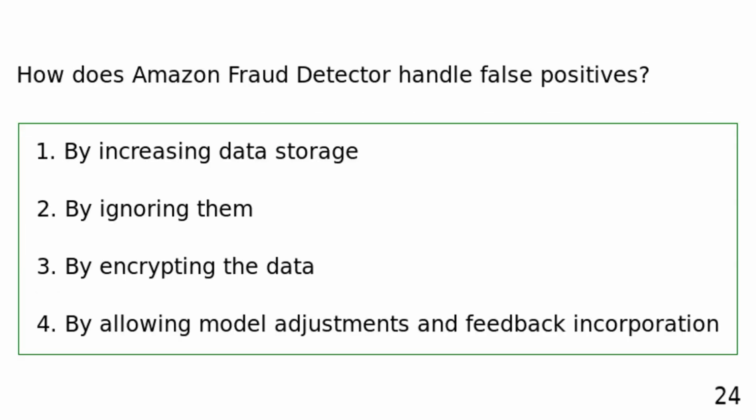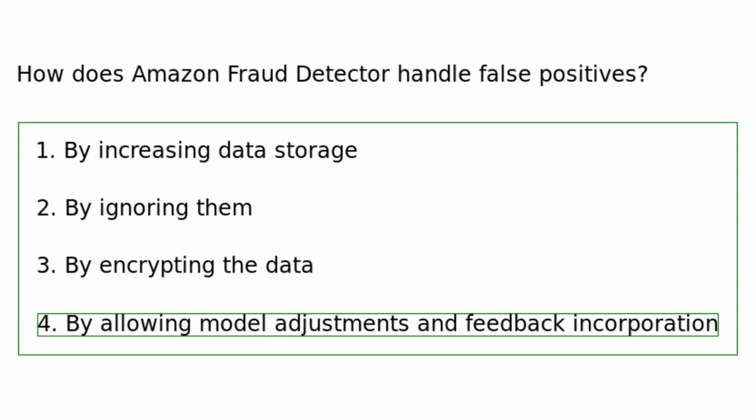How does Amazon Fraud Detector handle false positives? By increasing data storage. By ignoring them. By encrypting the data. By allowing model adjustments and feedback incorporation. Amazon Fraud Detector handles false positives by allowing model adjustments and incorporating feedback to improve accuracy over time.